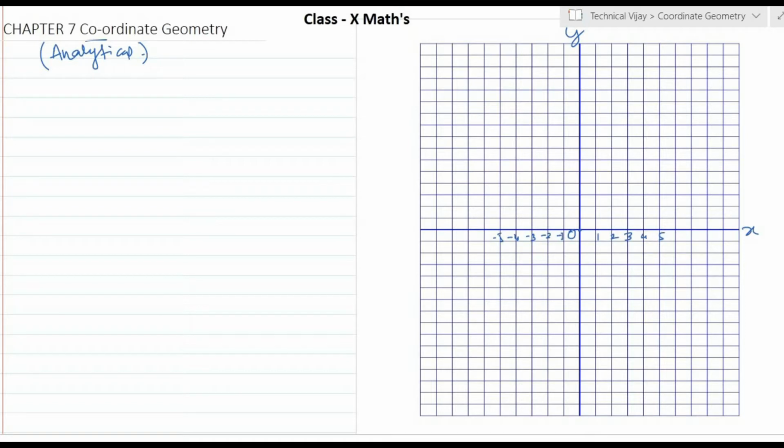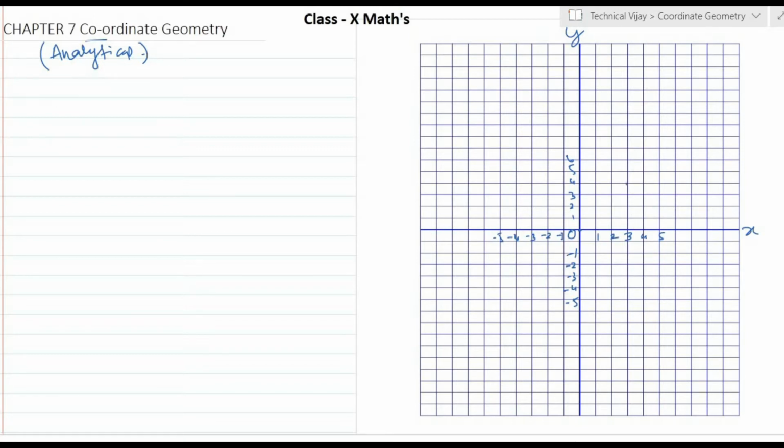Whereas positive y-axis values will be represented in the upward direction, that is 1, 2, 3, 4, 5, 6 like this, and the negative y direction will be downwards, -2, -3, -4, -5, in this way. So by the use of these coordinate systems, these are called coordinate values. By the use of this we can plot or locate any point in this area.